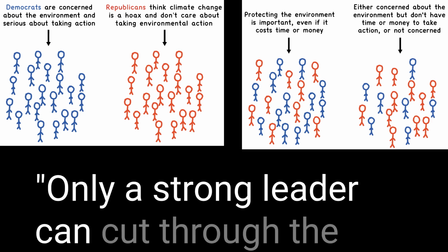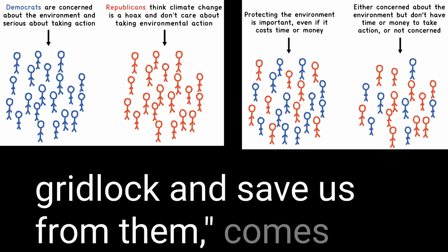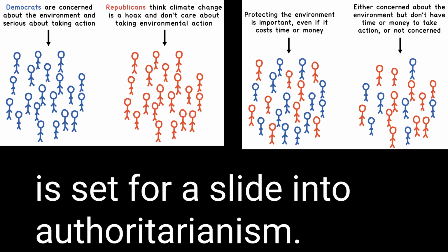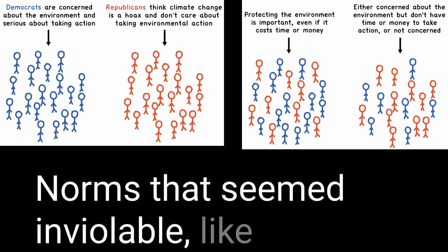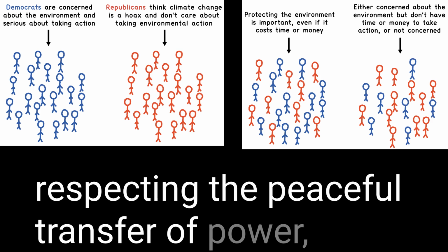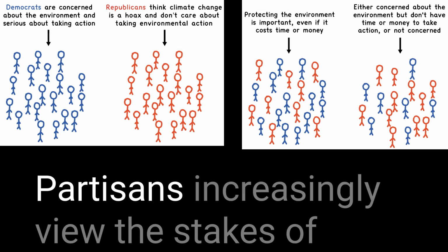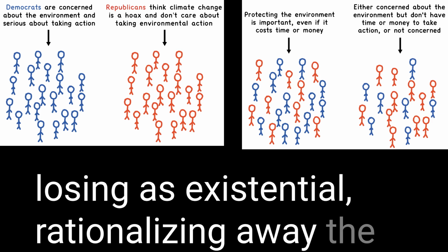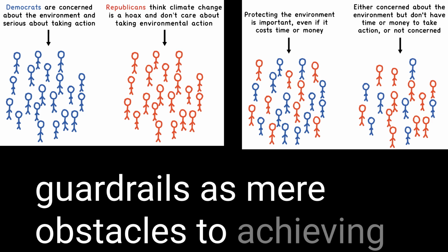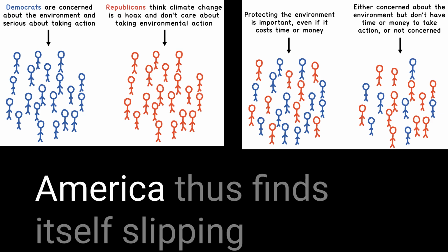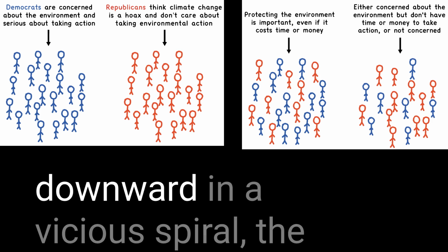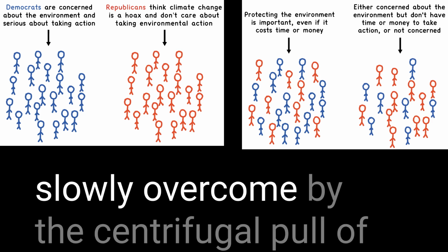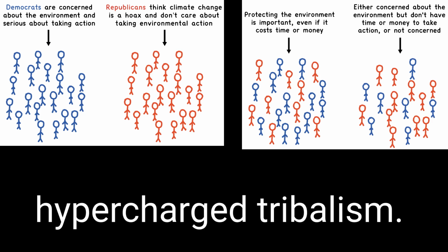Only a strong leader can cut through the gridlock and save us from them, comes the cry, and piece by piece, the stage is set for a slide into authoritarianism. Norms that seemed inviolable, like respecting the peaceful transfer of power, start to wobble. Partisans increasingly view the stakes of losing as existential, rationalizing away the guardrails as mere obstacles to achieving their righteous ends. America thus finds itself slipping downward in a vicious spiral, the centripetal forces of liberal democracy slowly overcome by the centrifugal pull of hypercharged tribalism.